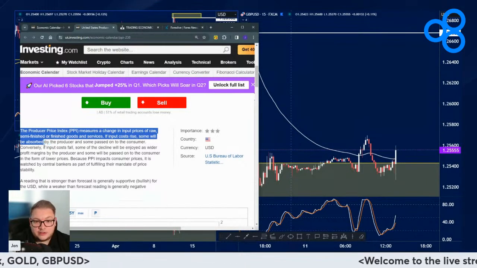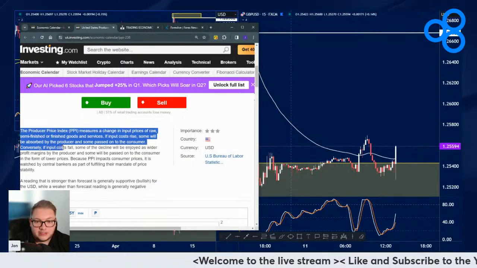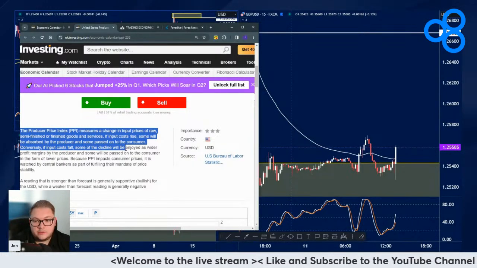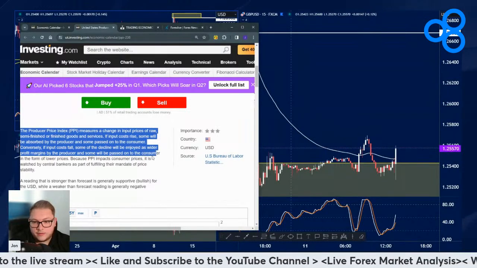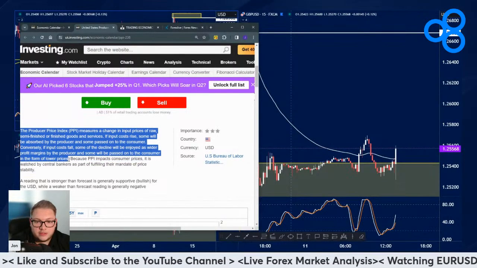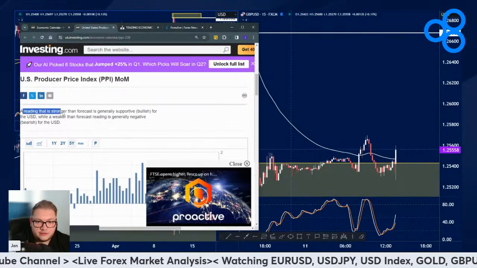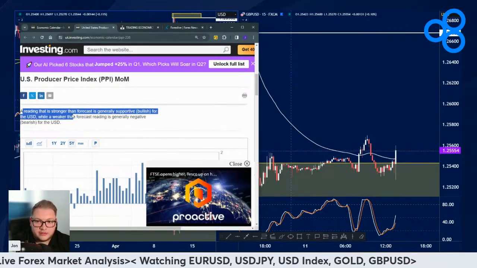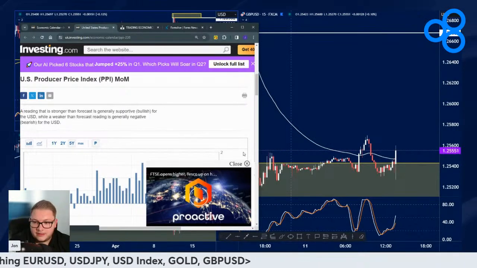If it rises, some will be absorbed by the producer and some passed on to the consumer. Conversely, if input costs fall, some of the decline will be enjoyed as wider profit margins by the producer, and some will be passed on to the consumer in the form of lower prices. So what it means really is a reading that is stronger than forecast is generally supportive or bullish for the US dollar, while a weaker one is a little bit more negative.